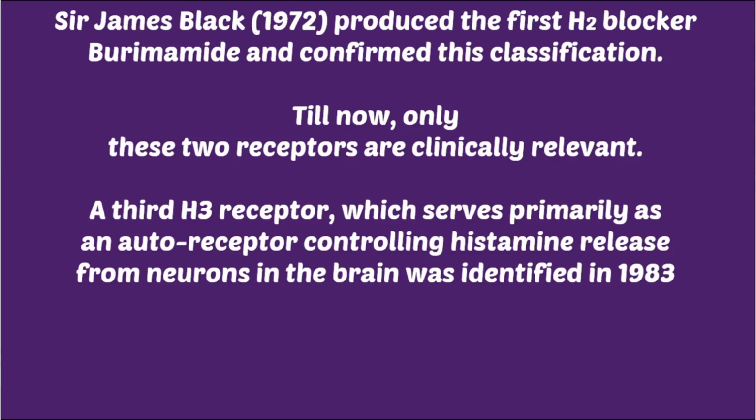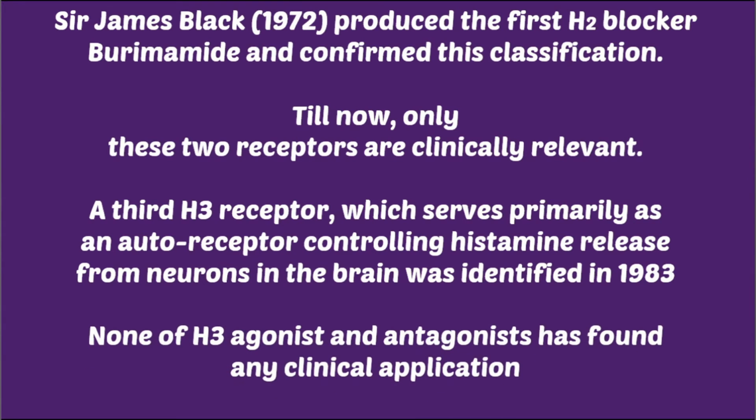Now what is an autoreceptor? So these autoreceptors are ultimately present on the cell. Now whenever histamine binds on this autoreceptor, it will inhibit release of histamine from the cell. So this kind of receptors are known as autoreceptors, which inhibit release of that specific autocoid or neurotransmitter. Right? None of the H3 agonists and antagonists has found any clinical application.